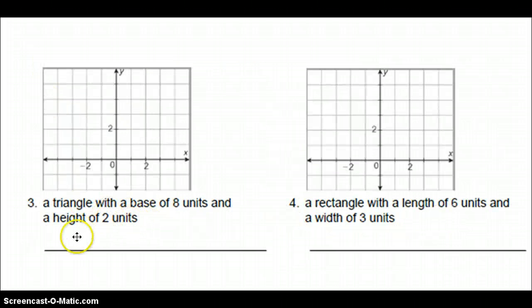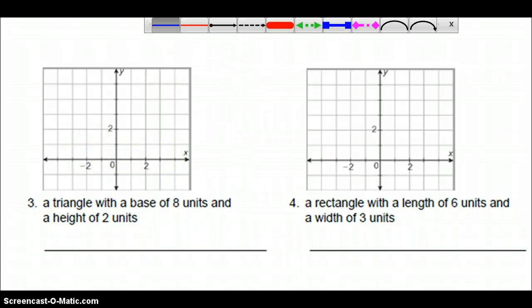In example 3, we want to position a triangle with a base of 8 units and a height of 2. It doesn't say what kind of triangle you have to use, so we can make any triangle, but I don't have a full 8 units to count vertically from x, so I'm not going to make that my base. I'm going to make my base go left and right, and I'm going to make my height 2, so I'm going to center the base at the origin along the x-axis.